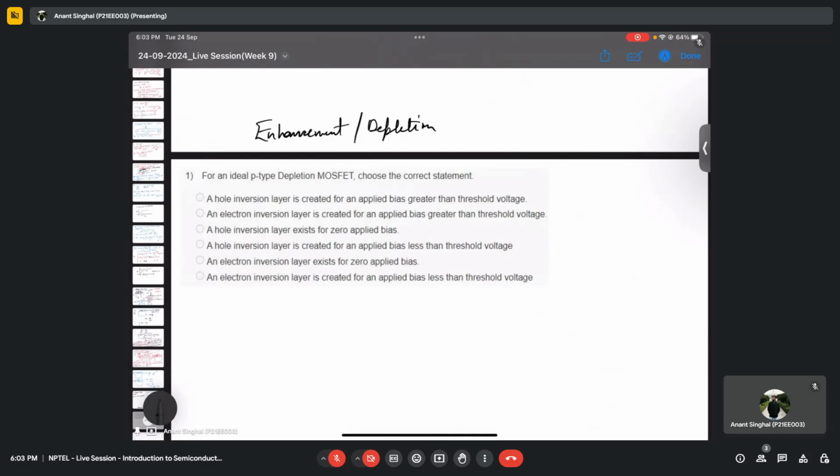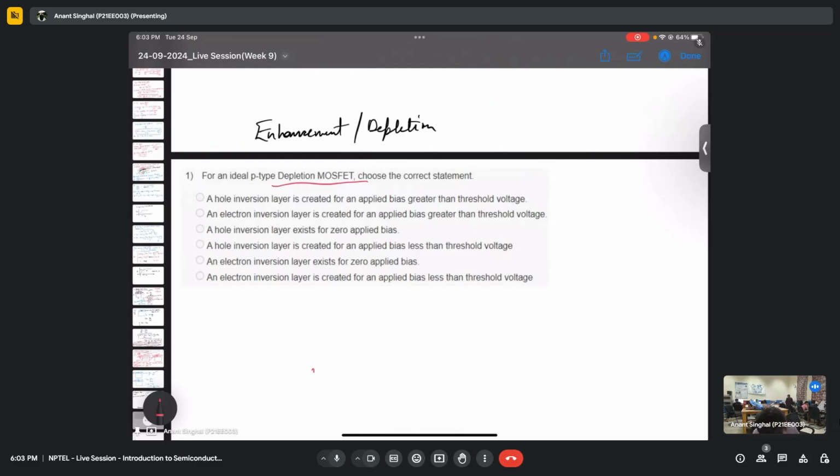Any guesses? So if you remember, what do we have for a depletion type of MOSFET? Do we have the inversion layer even without the application of bias voltage, or do we need to have the formation of that? No, sir. Already an inbuilt channel will be there in the depletion MOSFET. So if there is an already built channel, let's see one by one each of the options.